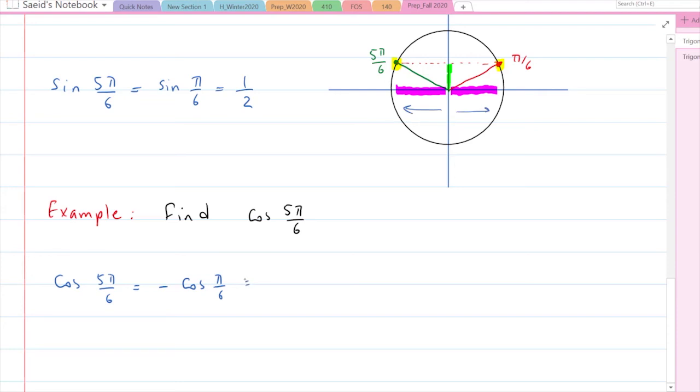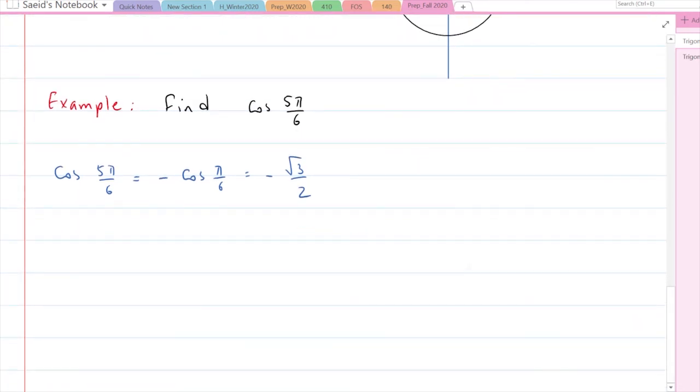Assuming that you know cosine of pi over 6, because it's in the first quadrant, the answer will just be negative, and then cosine of pi over 6 is root 3 over 2. So this is how you can find trigonometric ratios in other quadrants, assuming that you know the corresponding angle in the first quadrant. Now, let's do one more example.